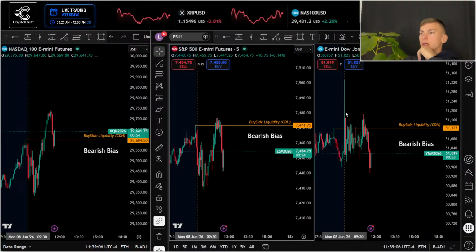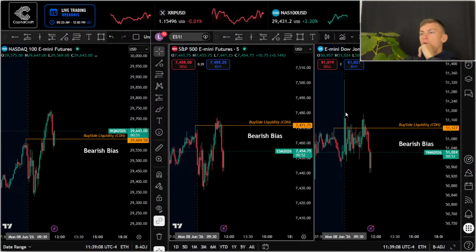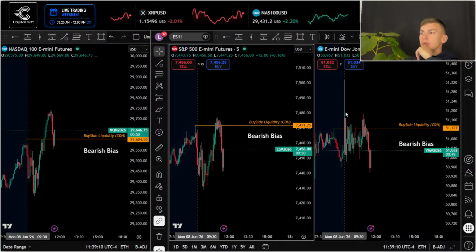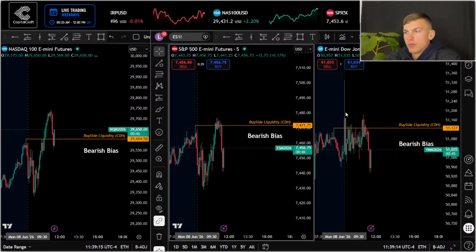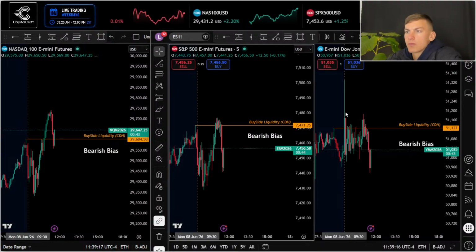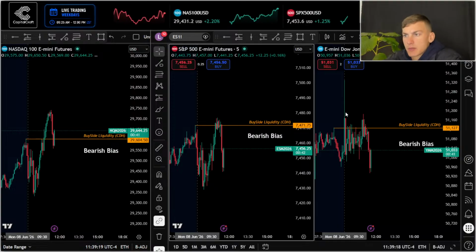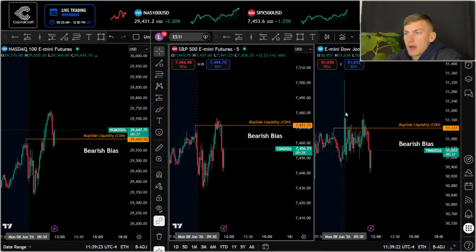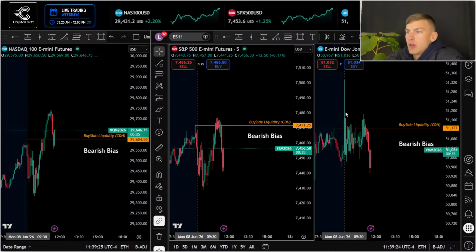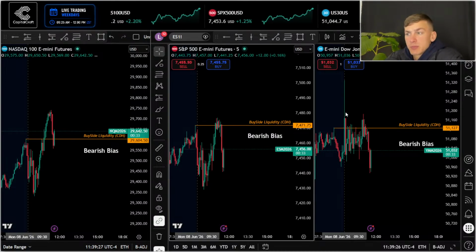Alright guys, so now we're getting a pushback up on our indices with the Nasdaq, the S&P, as well as the Dow. Hopefully we can get some form of failure swing point or liquidity grab on the Nasdaq, because looking at all three, it does seem like the Nas will probably take out that common high first. Whereas we don't want to see the same on the S&P 500.